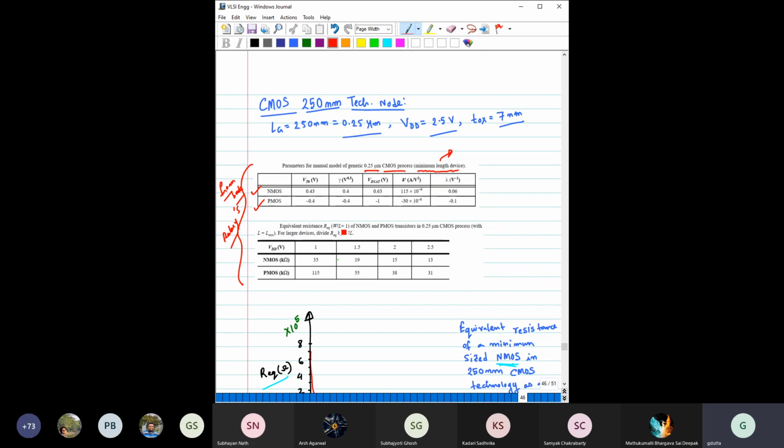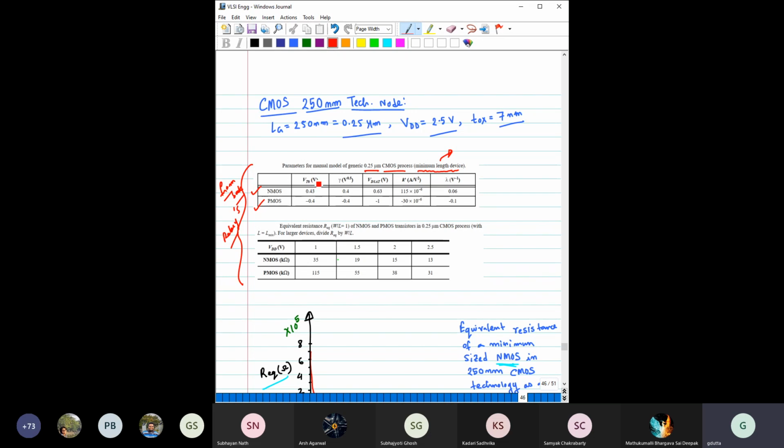Okay, for example, here you can also see when W by L is equal to 1, that means when you make the length and width of a PMOS or NMOS equal to 1 unit, or the equivalent same, then what would be the resistance and all these parameters. So let us see a couple of values.